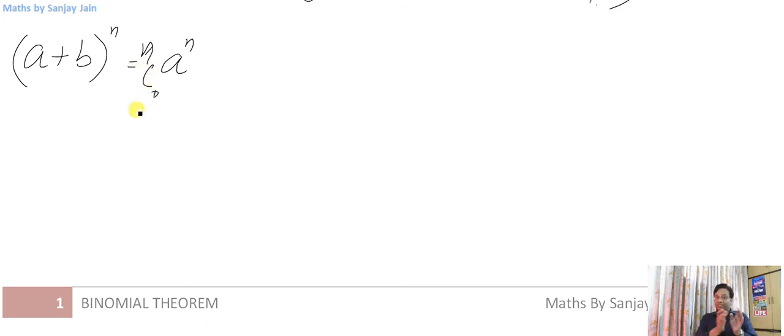Now these coefficients, I am writing from b's perspective. You should be able to do it in both ways. So either you can write ncn or nc0, both are same. So I am selecting b from 0 brackets, so I am selecting a from all the n brackets to get a raised to power n.